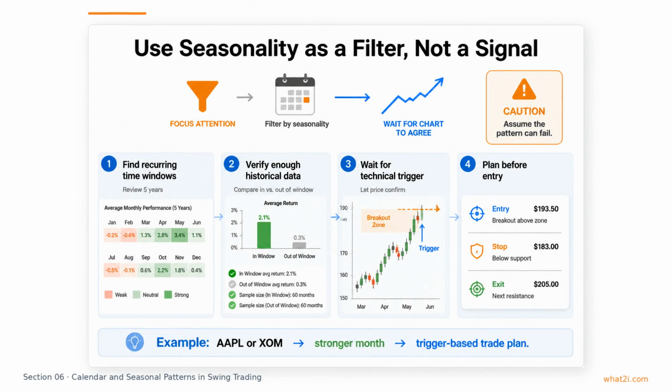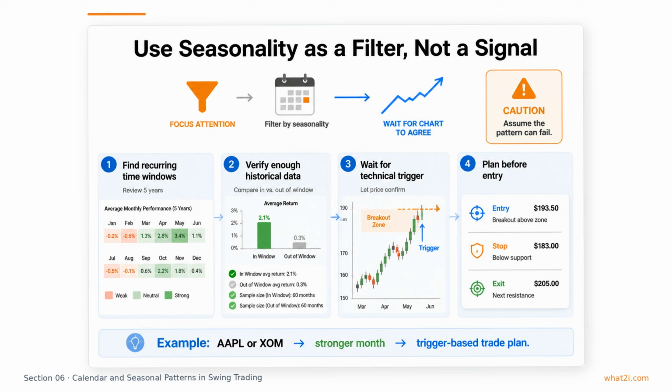The key takeaway is that calendar and seasonal patterns work best as filters, not as signals. Use them to identify recurring time windows that may deserve extra attention, then verify that the pattern has enough historical support to matter. After that, require a technical trigger so the chart confirms the idea in real time. Before entering, define the entry, stop, and exit, just as you would with any other swing trade. And always assume the pattern can fail, even if it has worked many times before. Used this way, seasonality can improve timing and selection without replacing disciplined analysis.